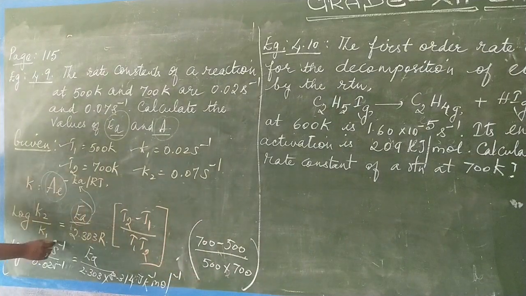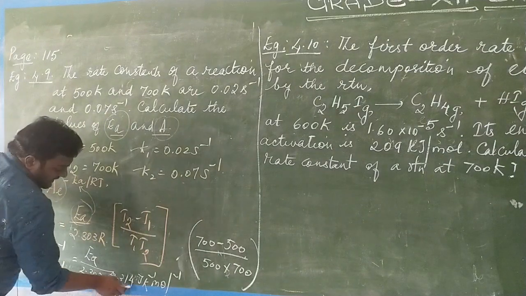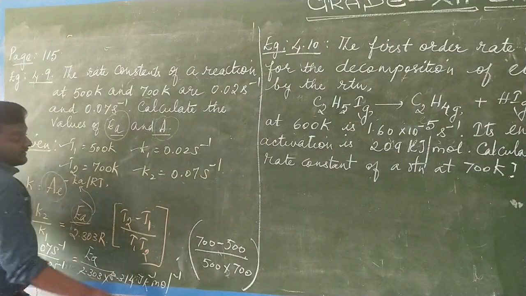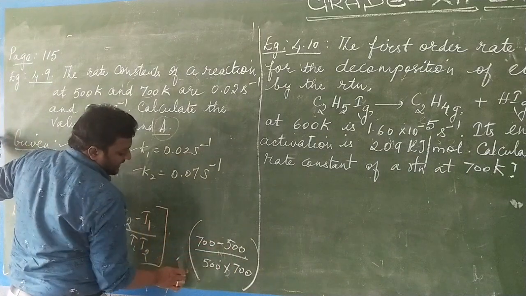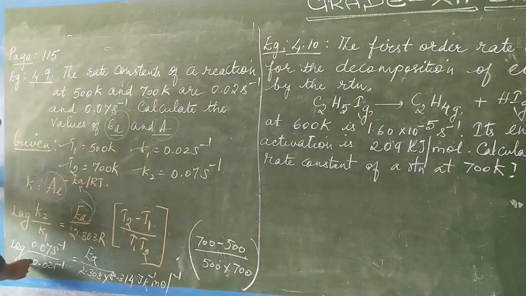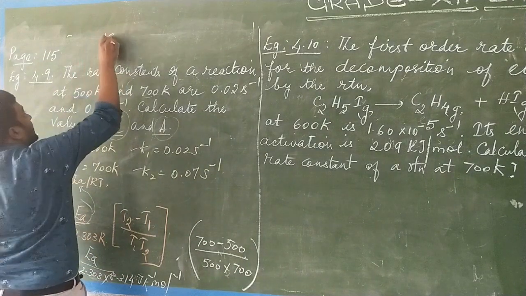Correct? So now you divide, find out the log value, multiply and find out the answer here. You subtract, multiply, divide, and you will get the answer. You take this EA term to the other side. Then when you substitute, you will be getting the answer.